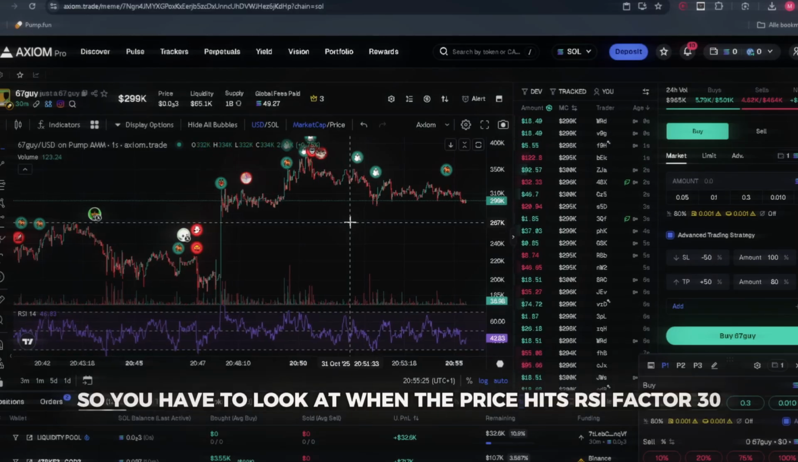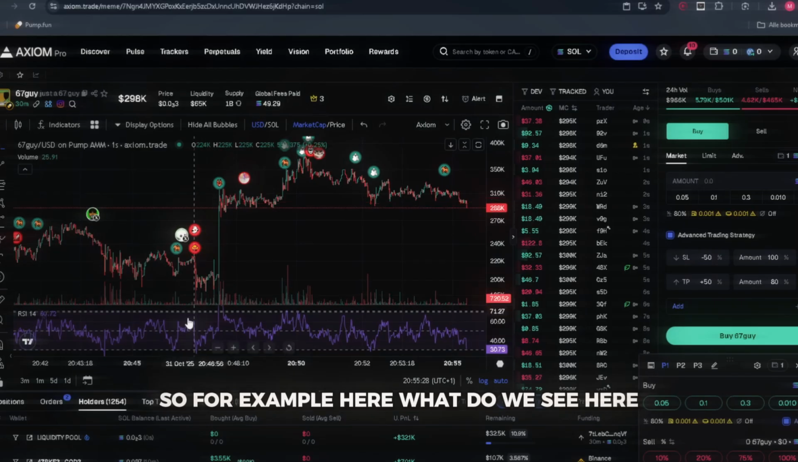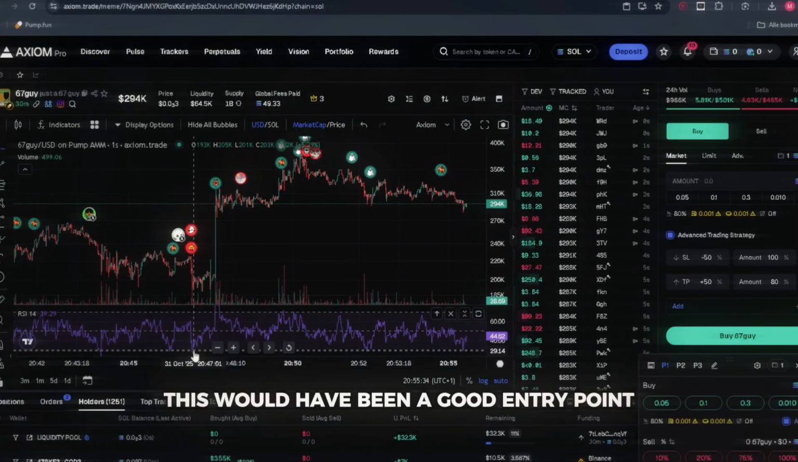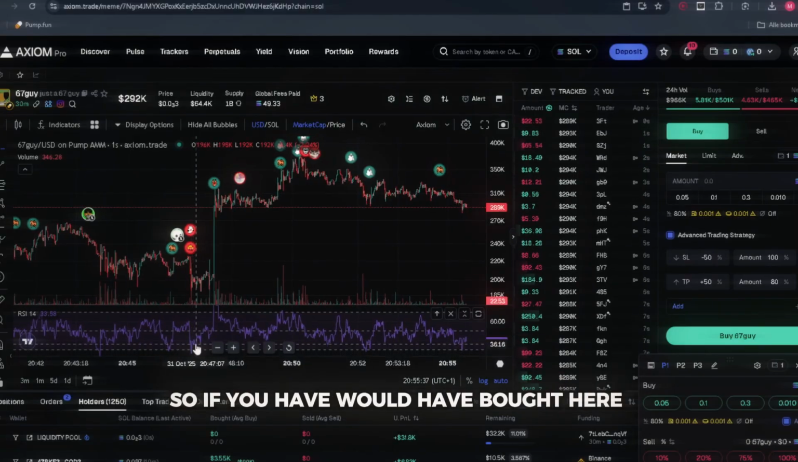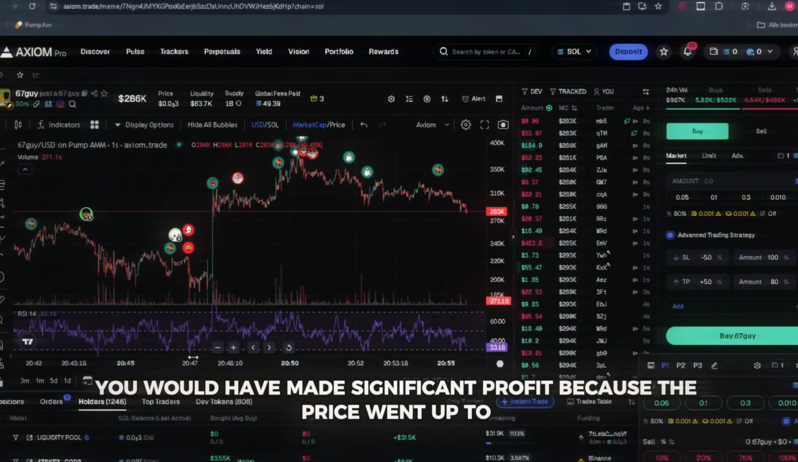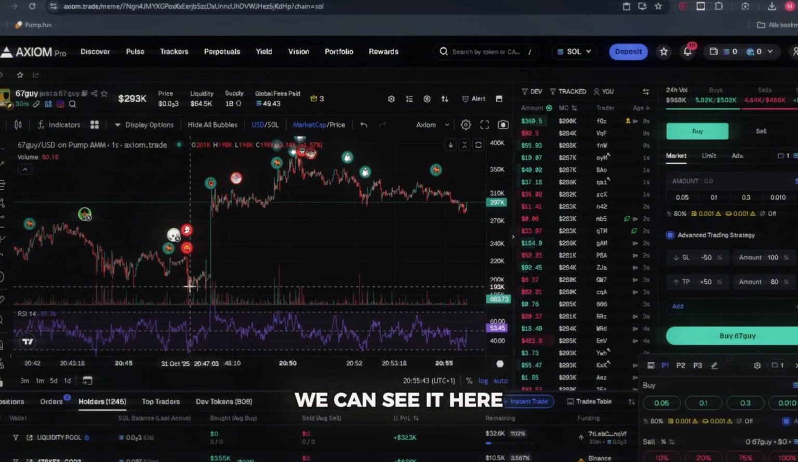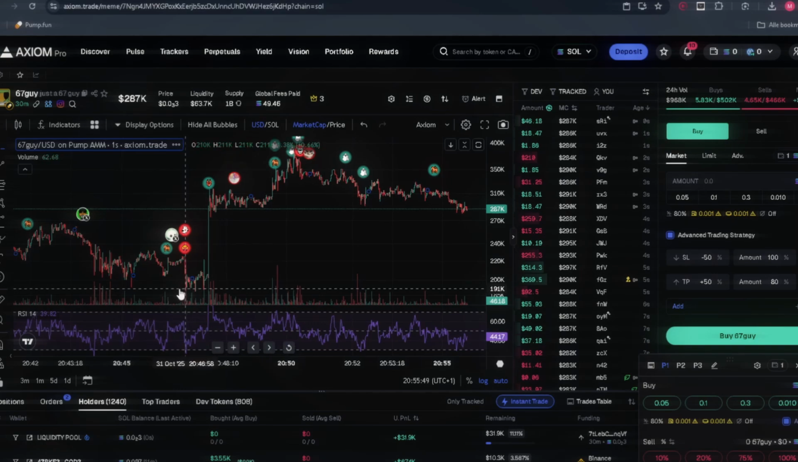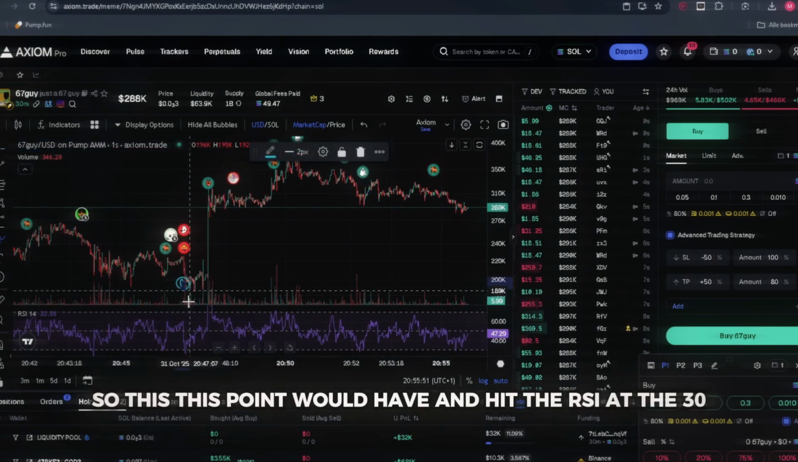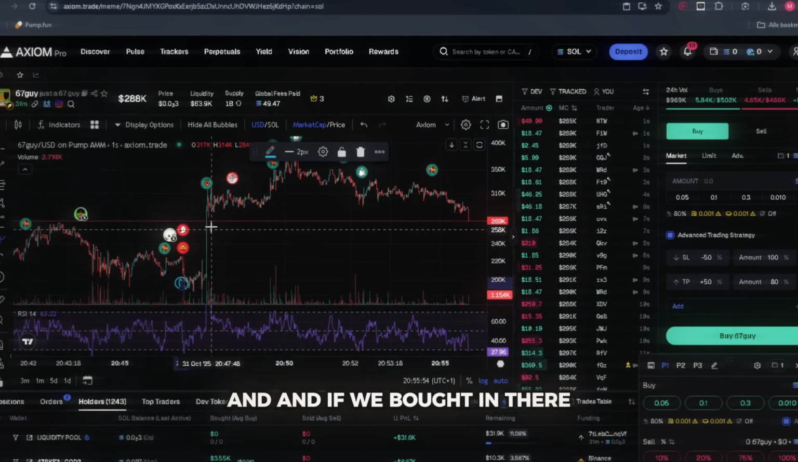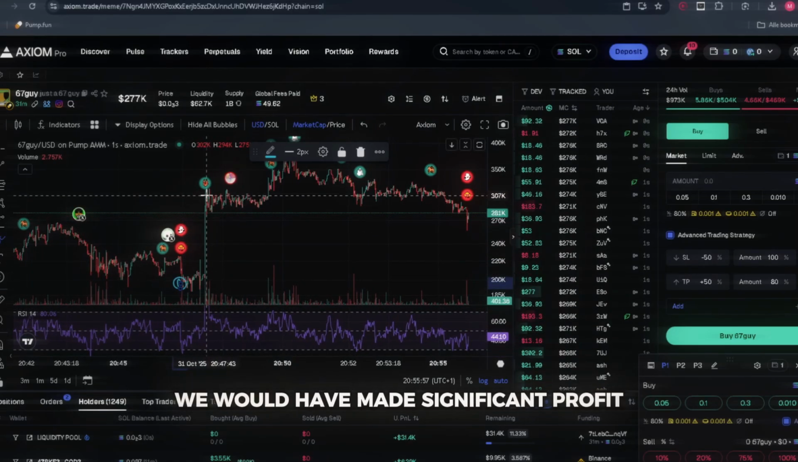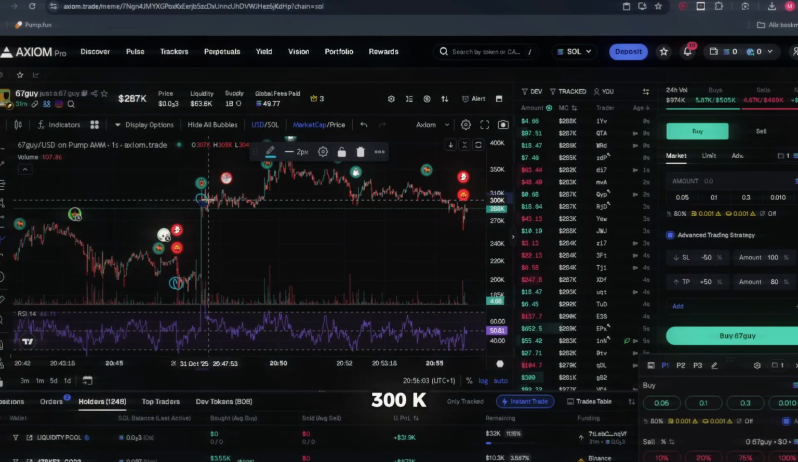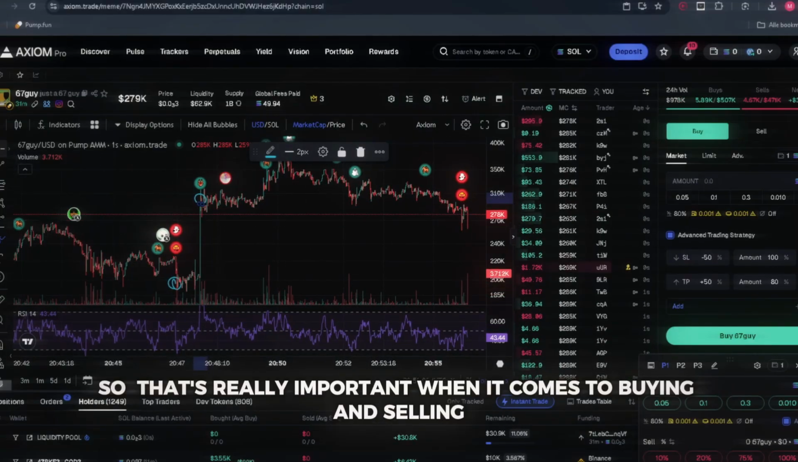So you have to look at when the price hits the RSI factor 30. For example here, what do we see? The price hit the RSI factor 30. This would have been a good entry point. If you would have bought here, you would have made significant profit because the price went up, we can see it here. Let me just mark it. So this point would have hit the RSI factor 30, and if we bought in there, we would have made significant profits because the price went all the way up to around 200 or 300k. So that's really important when it comes to buying and selling.